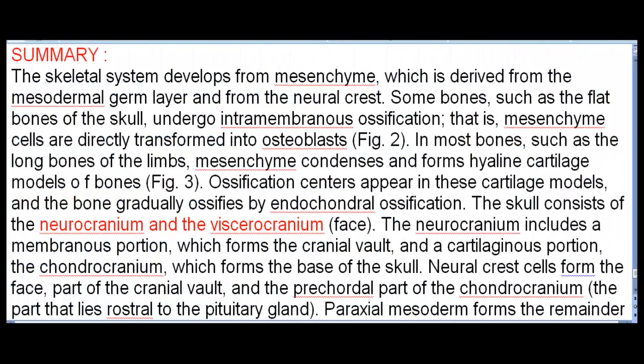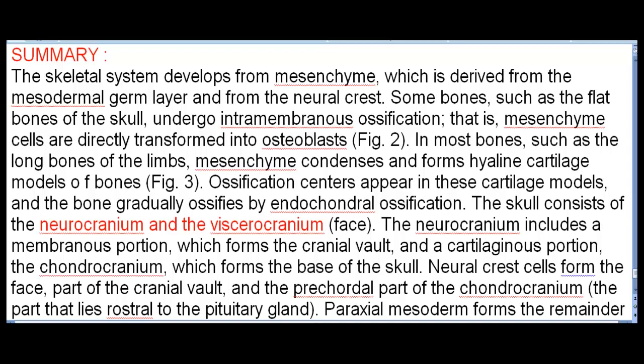In summary, the skeletal system develops from mesenchyme, which is derived from the mesodermal germ layer and from the neural crest. Some bones, such as the flat bones of the skull, undergo intramembranous ossification, that is, mesenchyme cells are directly transformed into osteoblasts, Fig. 2. In most bones, such as the long bones of the limbs, mesenchyme condenses and forms hyaline cartilage models of bones, Fig. 3. Ossification centers appear in these cartilage models, and the bone gradually ossifies by endochondral ossification.